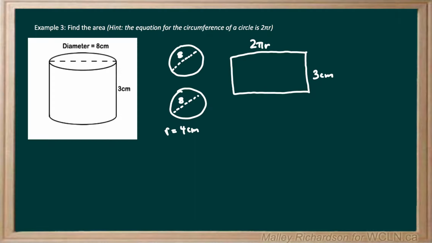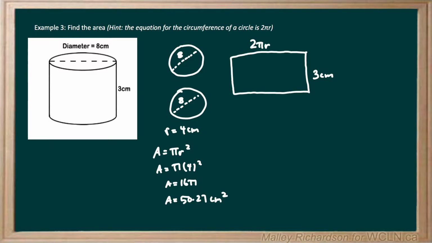The area of a circle is A equals pi r squared. So we just found our radius to be 4 centimeters, so we'll have A equals pi times 4 squared, which is 16 pi. Now 16 times pi gives us 50.27, and then our units are centimeters squared.